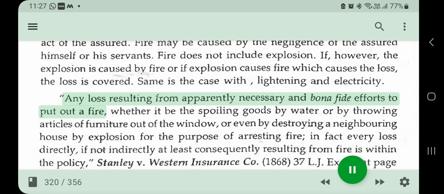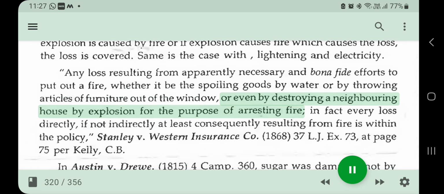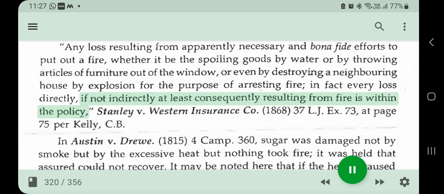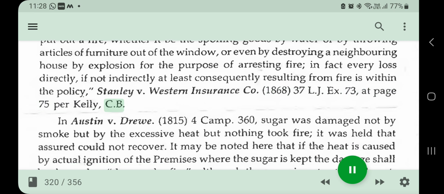Any loss resulting from apparently necessary and bona fide efforts to put out a fire is covered, whether it be the spoiling of goods by water, or by throwing articles of furniture out of the window, or even by destroying a neighboring house by explosion for the purpose of arresting fire. In fact, every loss directly, if not indirectly at least consequently, resulting from fire is within the policy. Stanley v. Western Insurance Company, 1868, 37 LJ Ex. 73, at page 75, per Kelly, C.B.